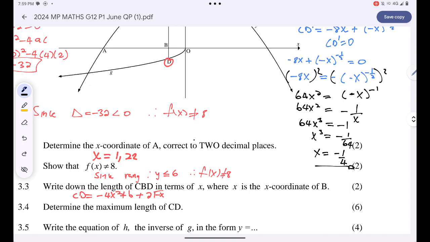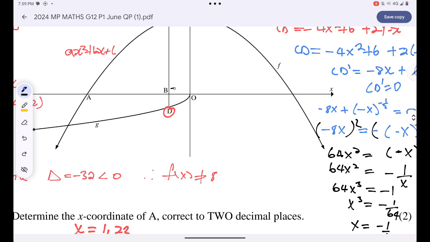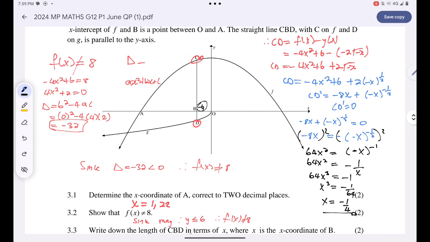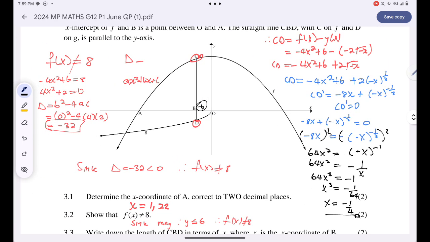Now I do know the x value over there at point B, that's negative 1 over 4. That's the x value. So for me to find the maximum distance, I just need to go and substitute negative 1 over 4 over there. That will give me my maximum distance. So I'll simply have negative 4 times x squared, that's negative 1 over 4 squared, plus 6 plus 2 times the square root of negative open brackets negative 1 over 4.